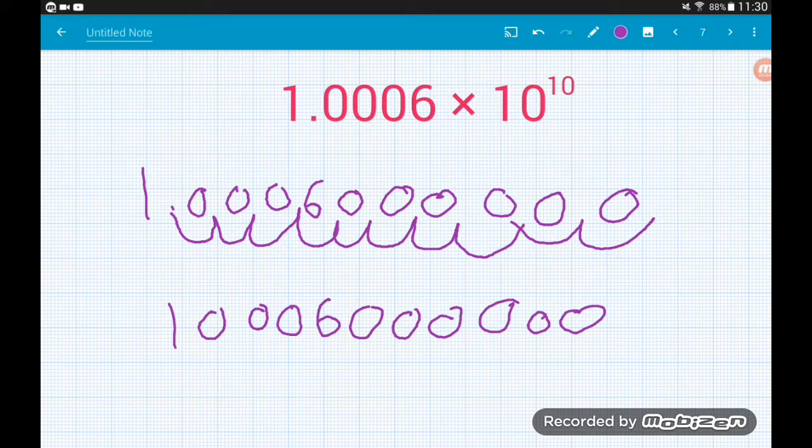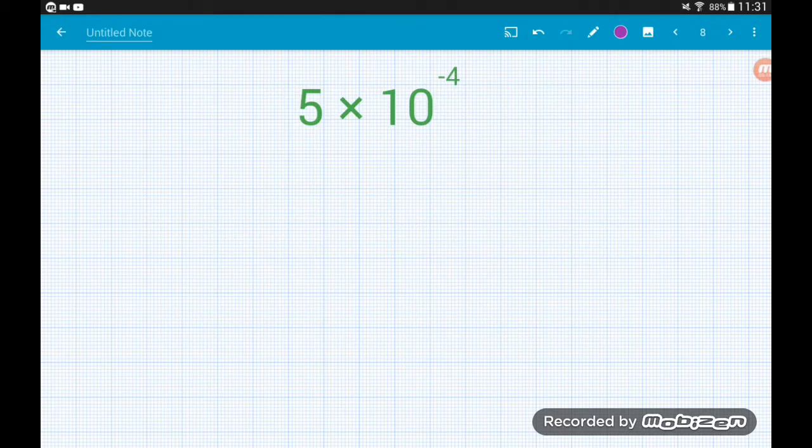So, with a number like that, you can really see why we use standard form. It's to avoid having to write all of those zeros. Okay, so that's how we convert the big numbers written in standard form. Let's have a look at converting small numbers.